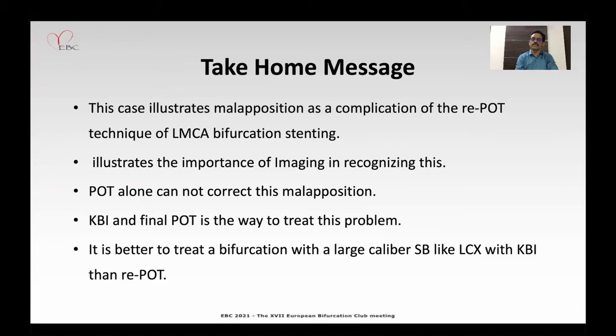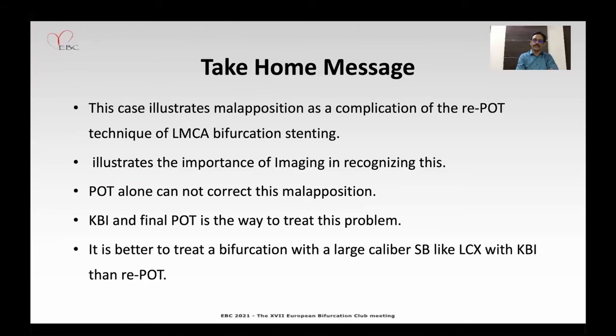It also illustrates the importance of imaging in recognizing this. Had we not done imaging at every step in this case, we would have missed this malapposition following the side branch dilatation. And it is better not to treat a huge vessel like left main in a provisional strategy with the REPOT technique, because the side branch will be very large in size, like LCX, which will require a 3 or 3.5 size balloon for dilatation. That will definitely malappose the stent from the opposite side of the vessel wall, which is LM to LAD.